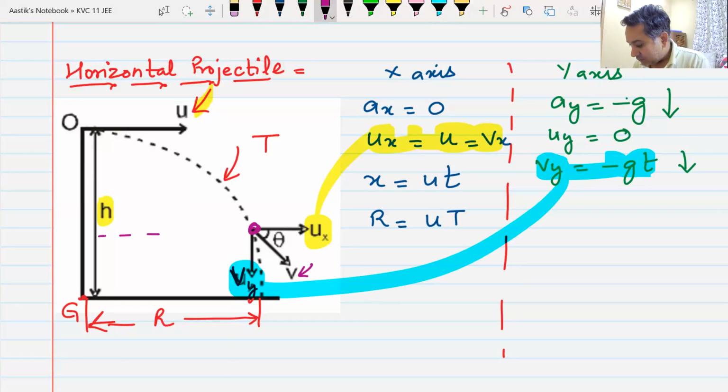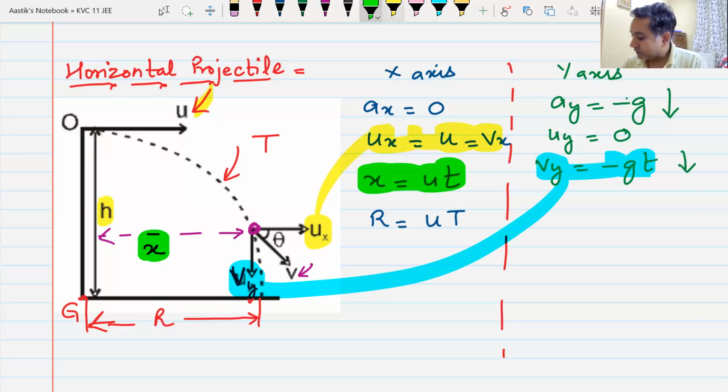From here to here, this distance is x. Do we understand this? Distance traveled along x-axis. This is your range R, which is u into capital T, where capital T is the time. Yes or no?